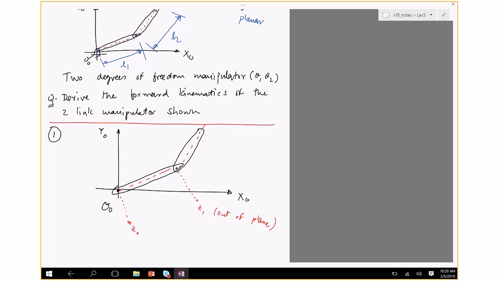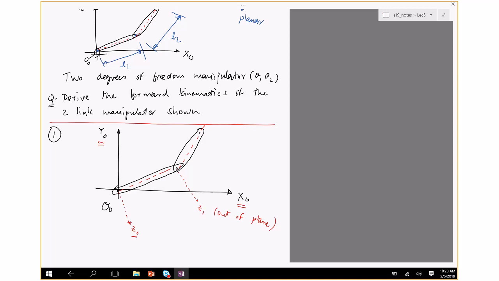Number 1 is done. Number 2, assign the base frame O0, X0, Y0, Z0. We have already assigned Z0 in earlier steps. Choose X0 arbitrarily. In this case, I've already assigned X0, Y0, Z0, so we can skip that, but in the next problem, I'll show you how to assign that too. So 0 is the base frame.